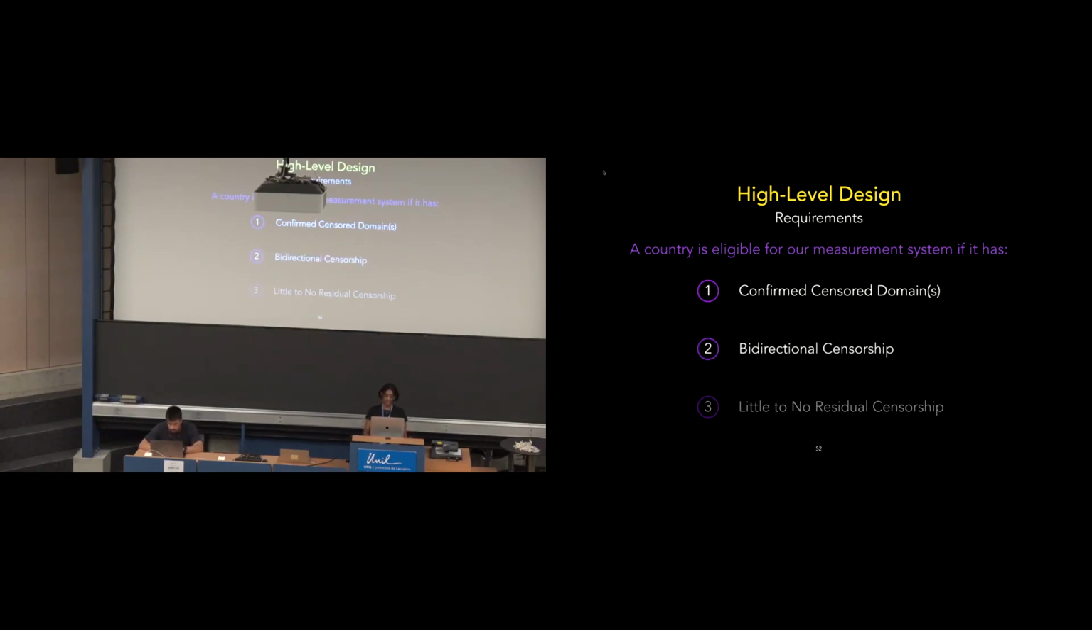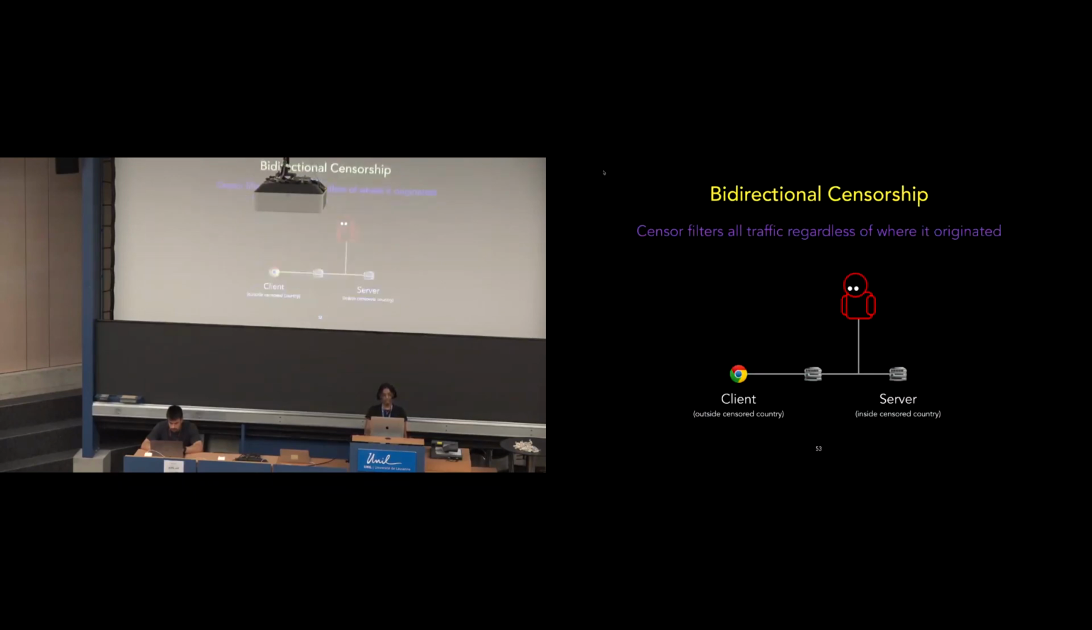We also need the country to exhibit bidirectional censorship. Bidirectional censorship is when a censor filters all traffic regardless of whether it originated from inside or outside of the country. This is great because, again, we can have a machine or a client outside of the censored country and send a request to trigger the censor. We can determine whether or not a country has bidirectionality by looking at current measurement platforms. Censored Planet uses the Echo protocol, which essentially is able to trigger bidirectional censorship, so we can use that as a baseline. However, we can also run our own experiments to determine this as well.